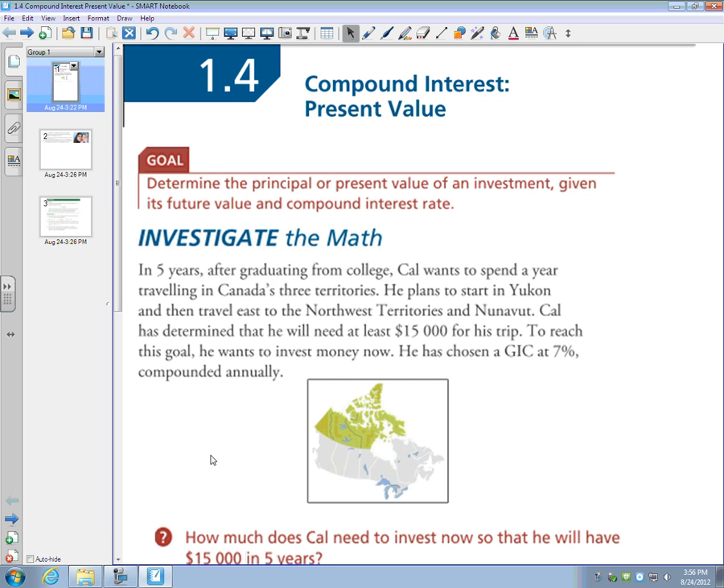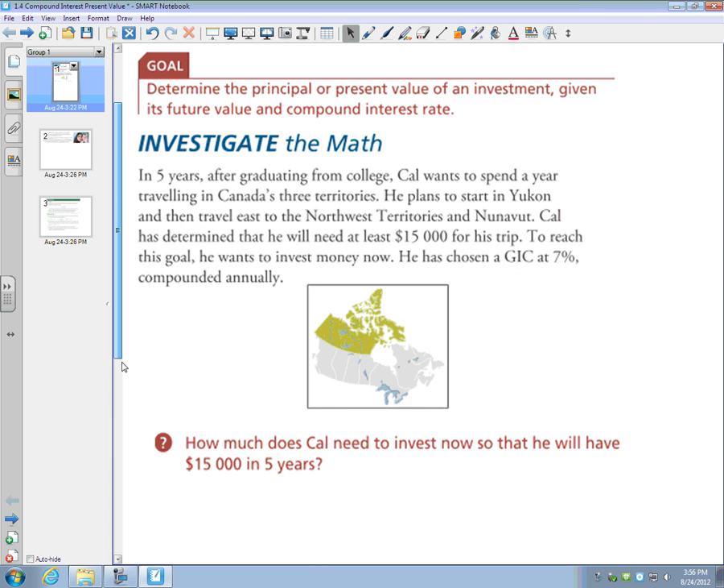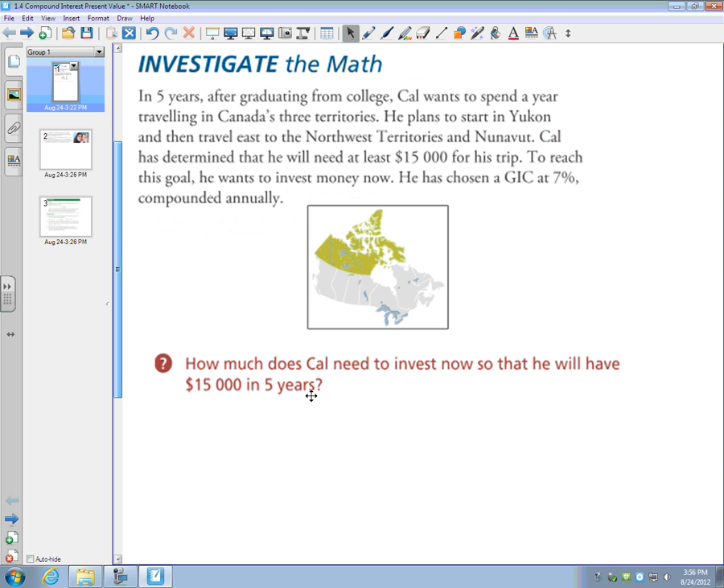Okay, so after 5 years, after graduating from college, Cal wants to spend a year traveling Canada's 3 territories. He's going to start in the Yukon, travel to the Northwest Territories, and finally to Nunavut. He's determined that he's going to need $15,000. To reach his goal, he wants to invest money now. He has chosen a GIC at 7% compounded annually. So we're dealing with compound interest. It's going to be compounded annually.